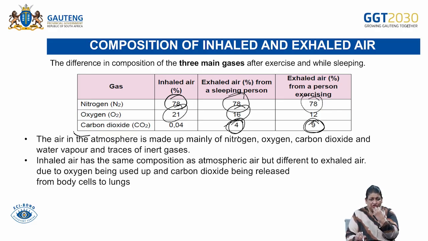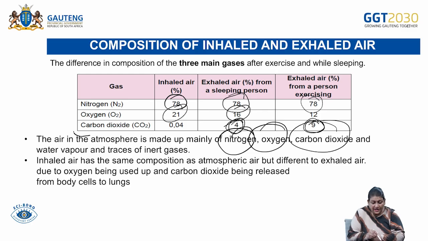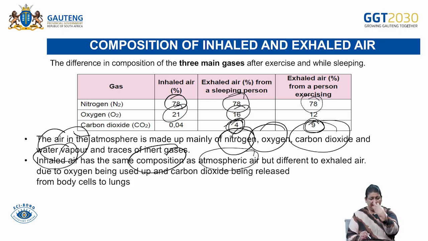When you're inhaling oxygen, learners, there's 21%. When you're exercising, the air that you exhale is going to have far less oxygen than what you inhale, because you use up more oxygen during exercise. You can see here, the air in the atmosphere is made up of nitrogen, oxygen, and carbon dioxide, together with water vapor. The inhaled air has the same composition as the air that's outside.